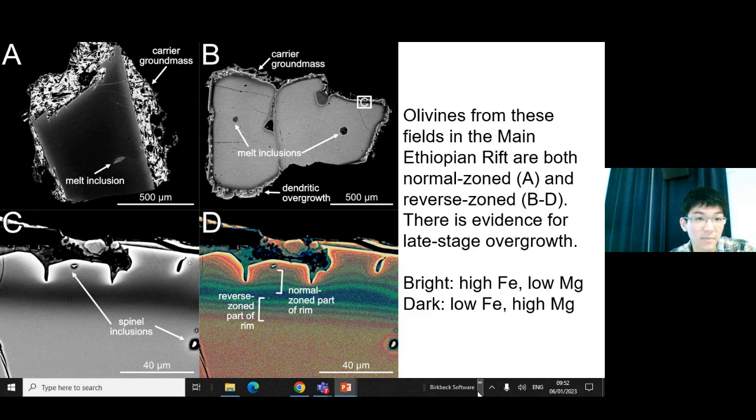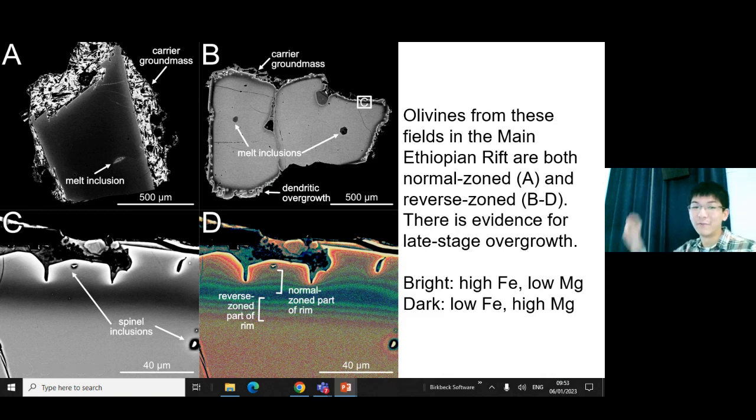So I'm going to take some time with this figure. These crystals can be subdivided into two kinds based on their compositional zoning. We've got A over here, which is normally zoned. You can see it's got quite a dark core in the grayscale, which is representative of a high magnesium crystal. And then around the rim, it's quite light, quite bright, and that's reflective of high iron, low magnesium. This is in complete contrast to crystal B, shown over here, which has a low magnesium, high iron core.